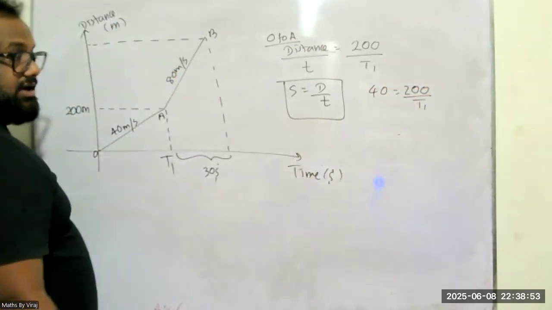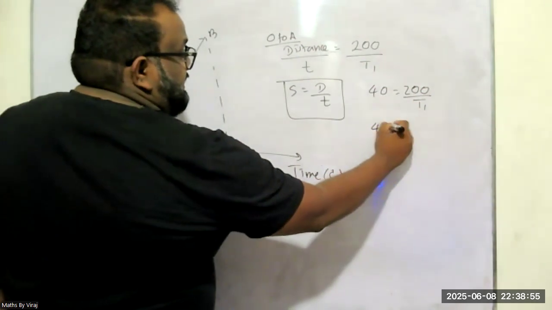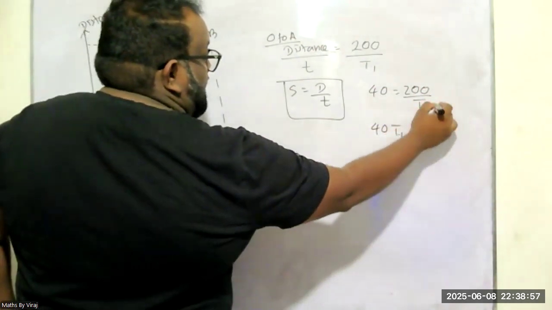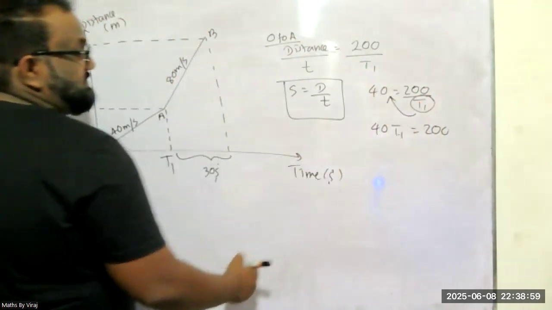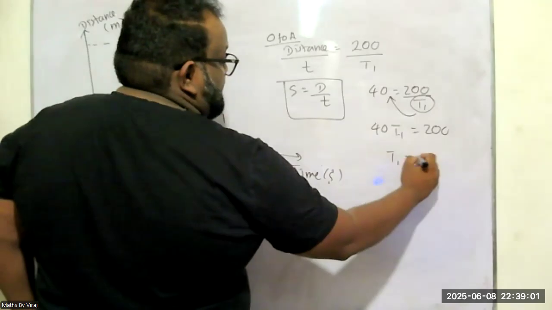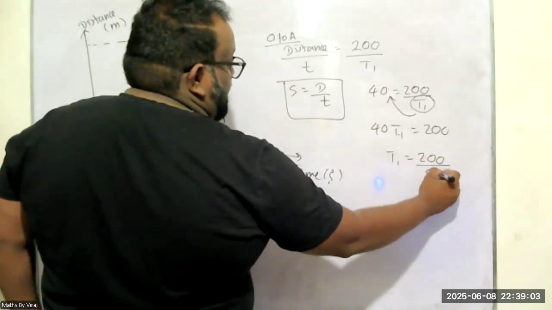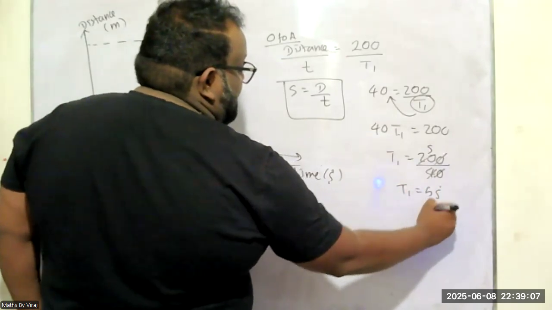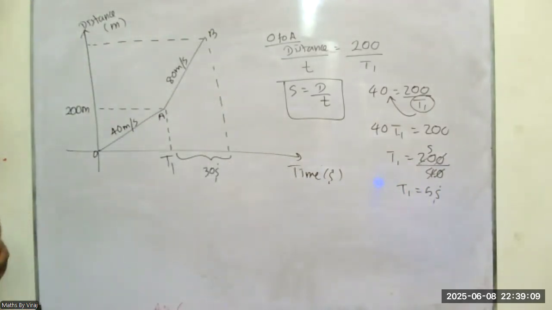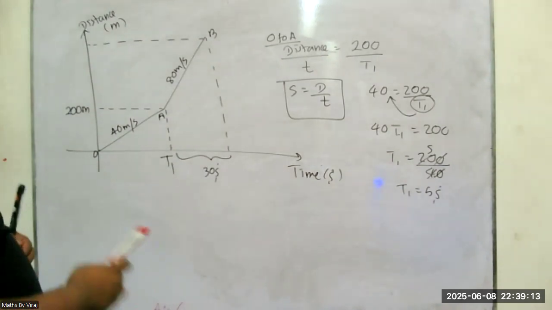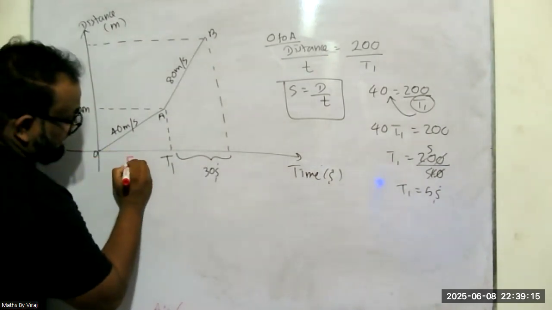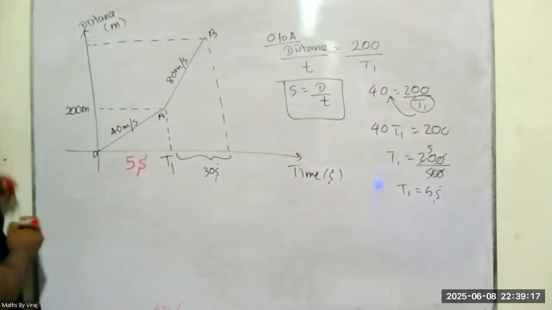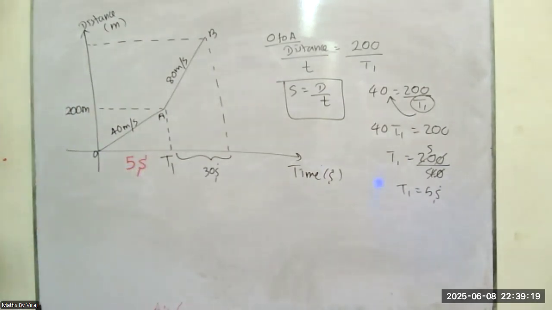Correct or wrong? Correct. 40 t1 is 200. You take this to the other side, it gets multiplied. T1 is 200 divided by 40. And hence, what is it? It has taken only 5 seconds. Yes or no? It has taken how many seconds now? 5 seconds. Therefore, here it is 5 seconds.